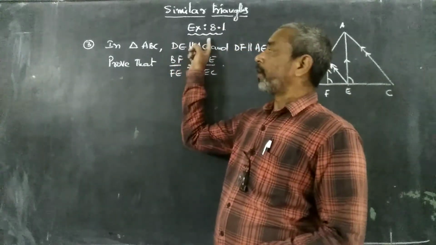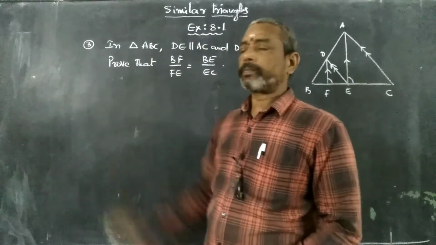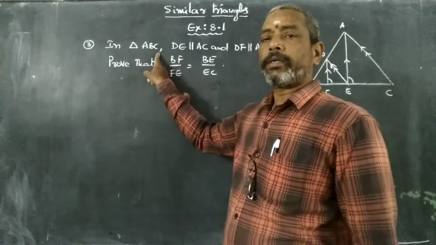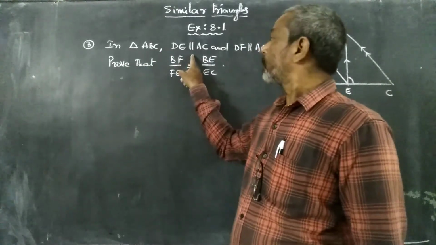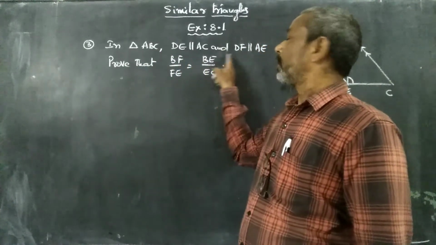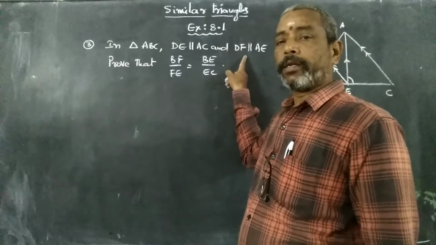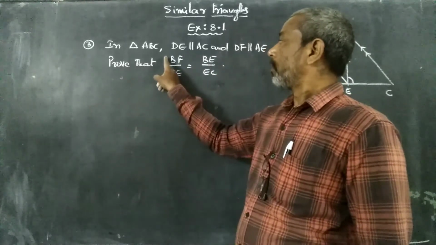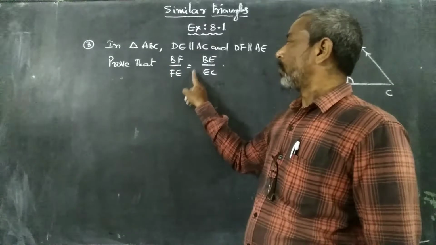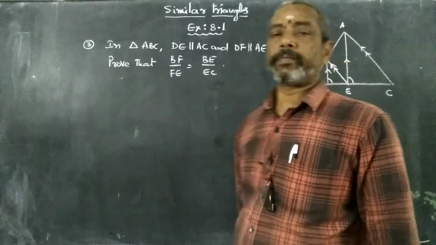So exercise 8.1, third sum. In triangle ABC, DE is parallel to AC and DF is parallel to AE. Prove that BF by FA is equal to BE by EC.